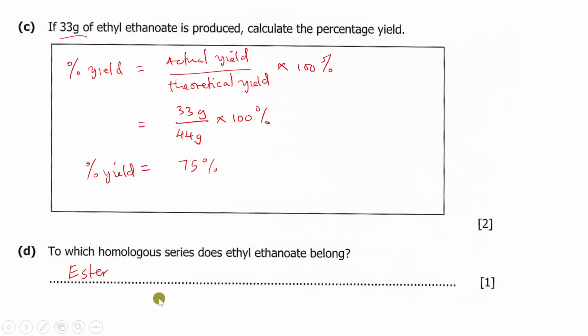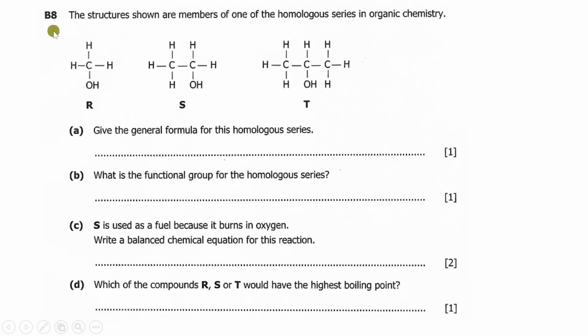So now we continue. This one was B8. The structures shown here are members of one of the homologous series in organic chemistry. So they all have OH, OH, OH. So what homologous series do these belong to? Alcohols.